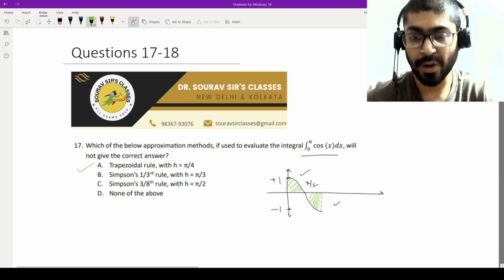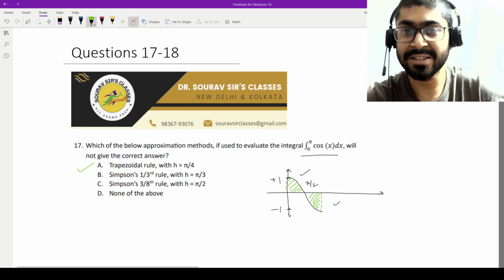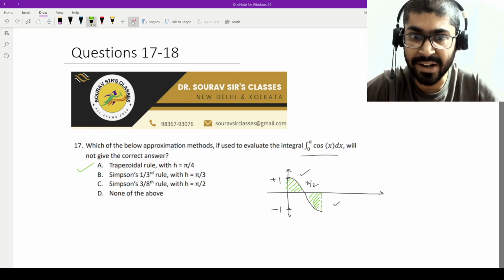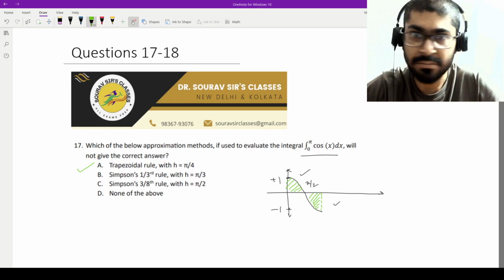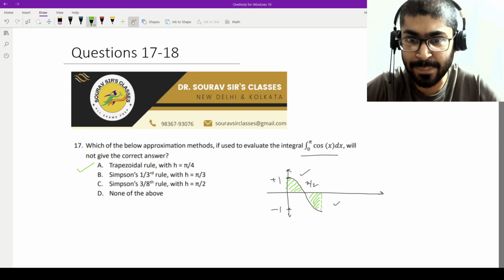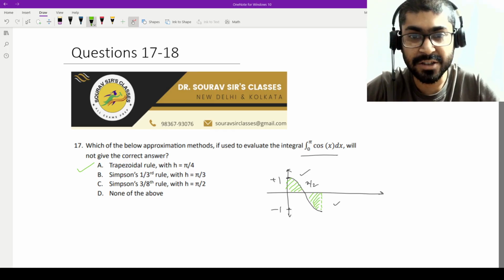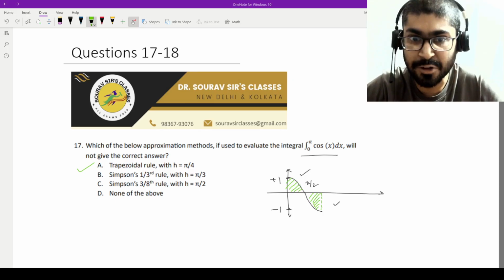Simpson's one-third rule, what does it do? It is exact for polynomials up to cubic degree. Cos x can be very well approximated by a polynomial within the interval, so you can use the Taylor series approximation. So Simpson's one-third rule will also give you a correct result with cos x.